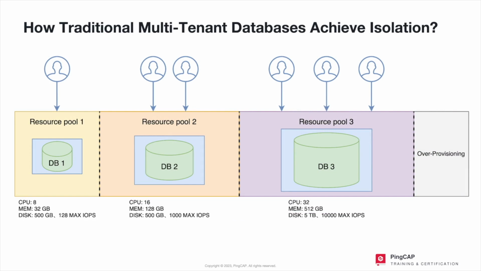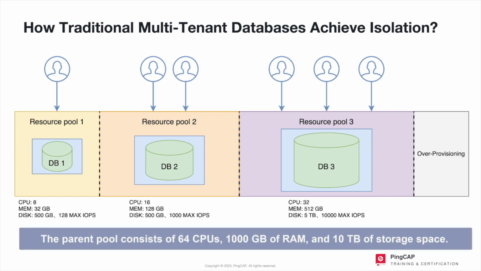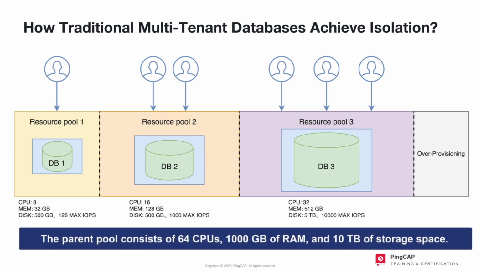Traditional multi-tenant databases often view their computing power and storage as a large resource pool, or parent resource pool, which contains all CPU, memory, and I/O resources. Before consolidating data, we must create a corresponding sub-resource pool for each existing single-tenant system. For example, in the picture, the parent pool consists of 64 CPUs, 1,000 gigabytes of RAM, and 10 terabytes of storage space. Assume we must accommodate 3 databases, or tenants.